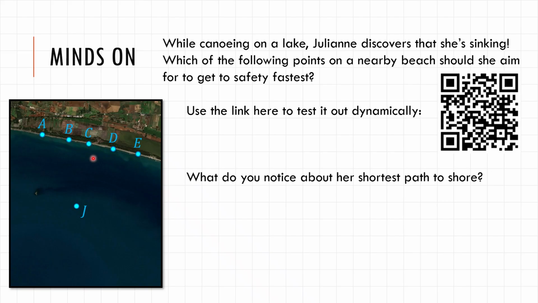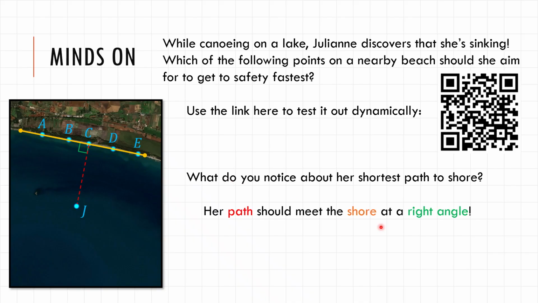And what did you actually notice about that? Pause the video here and ponder this question. Well, if this is the shoreline, notice it is pretty straight in a line. If I draw a line to represent that shoreline, and I draw a line that represents Julianne's path from where she started sinking to the beach, you might notice that these two lines meet each other at a right angle. And so her path to shore should meet it at that right angle, or should be perpendicular to the shoreline if she wants to get there the fastest.